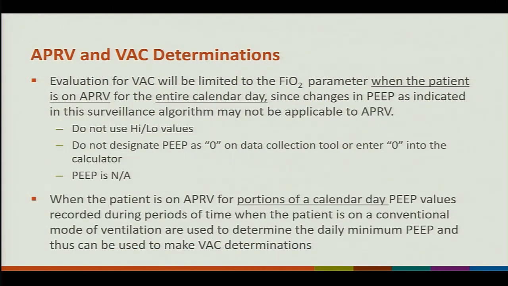While patients are on APRV or similar modes, they are included in VAE surveillance, and it's important to note that evaluation for the VAC event will be limited to the FiO2 parameter only when this patient is on for the entire calendar day. When this happens, you'll record just the FiO2 and you will mark the PEEP as NA. Don't mark it as 0, mark it as NA, and that's important, and we'll talk about that later.